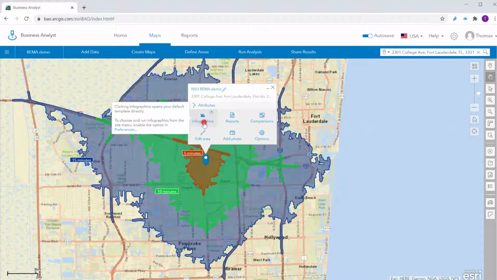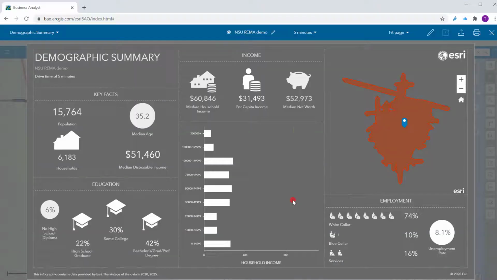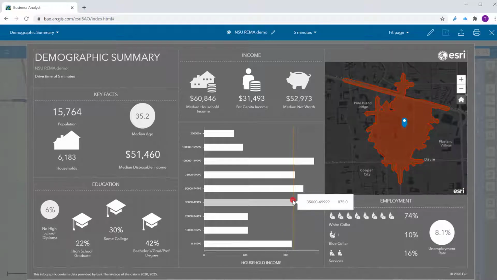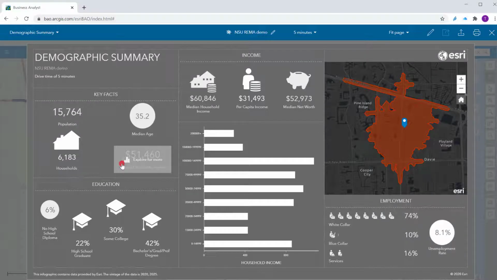This is particularly for folks who are new to the program and haven't had the chance yet to explore GIS. Yeah? So, infographics. Creating infographics takes maybe a moment. Yeah? So, I have different infographics. This is a really quick breakdown on the key facts. So, this is set up for key facts. Gives me population, households, median disposable income in the 5-minute area.